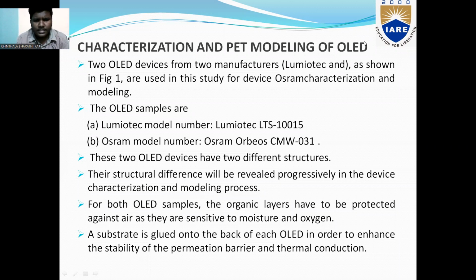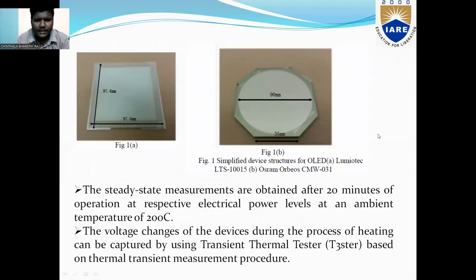For both OLED samples, the organic layers have to be protected against air as they are sensitive to moisture and oxygen. A substrate is glued on the back of each OLED in order to enhance the stability of the permeation barrier and thermal conditions. We will see figure 1. Observe this figure 1A and figure 1B. Figures 1A and 1B show the simplified device structure of the OLED.